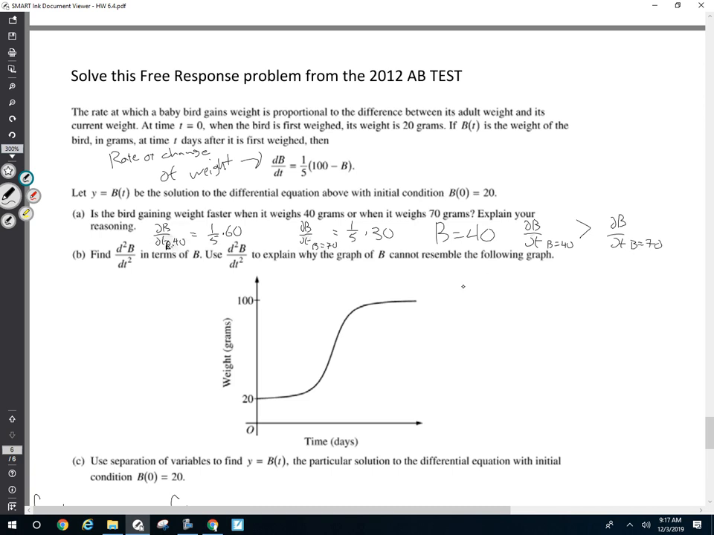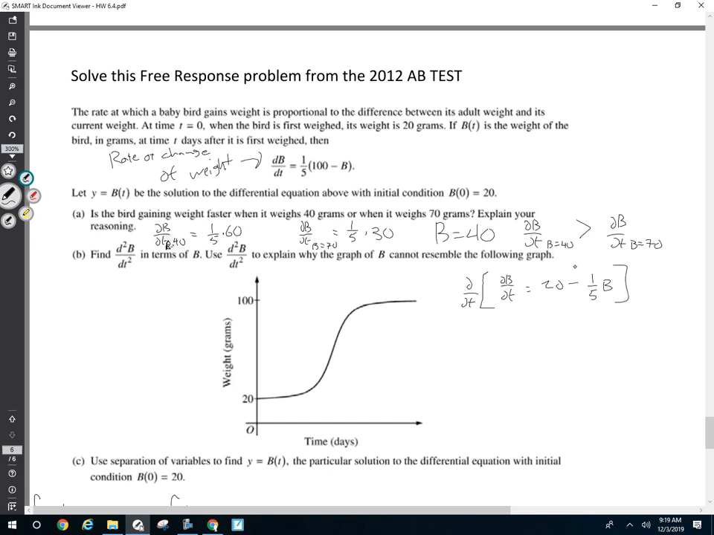Okay? Explanation, we're fine. Part B, find d squared b over dt squared and use it to explain why the graph of b cannot resemble the following graph. Okay, so we're going to take the derivative with respect to t of db dt. So I got the derivative of 1/5. Now, you know what? It's actually going to be easier if I distribute now.